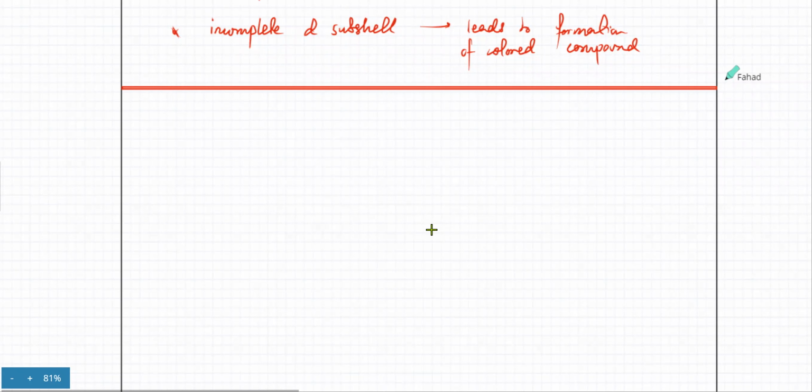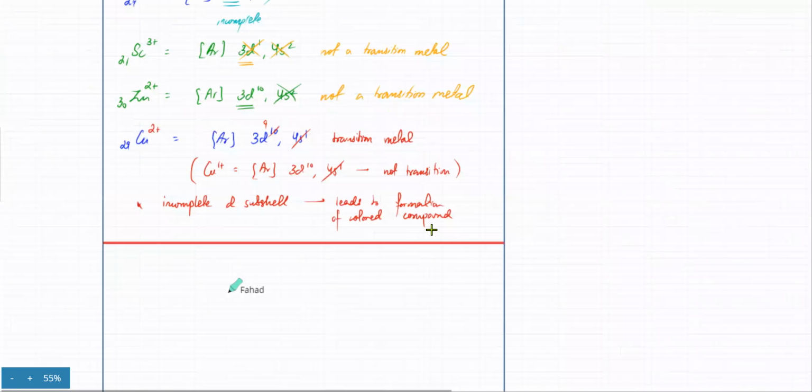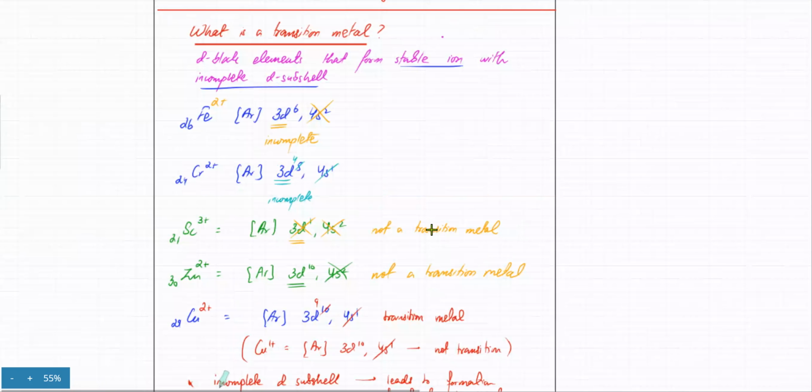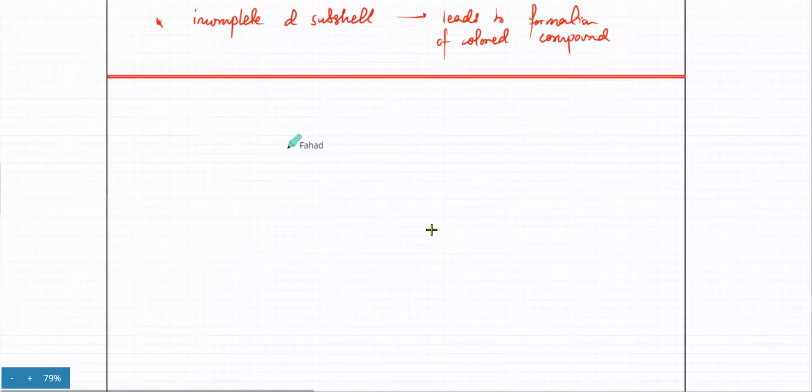So if this is clear, we're going to move to the next property. We're done with the definition: which elements are transition metals and which elements are not going to behave as transition metals. Now we're going to discuss each property individually. The first one that we're going to discuss is your high melting and boiling points.